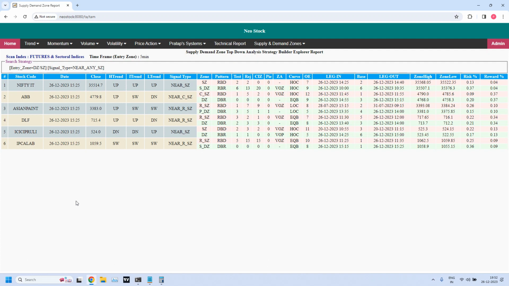So these are all the stocks near demand and supply zones for different time frames.